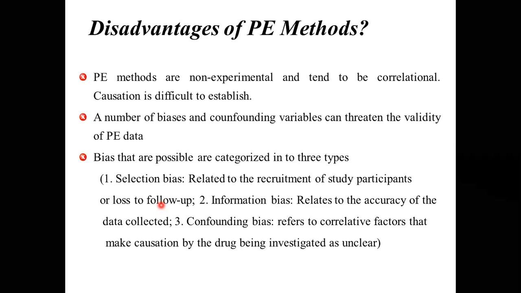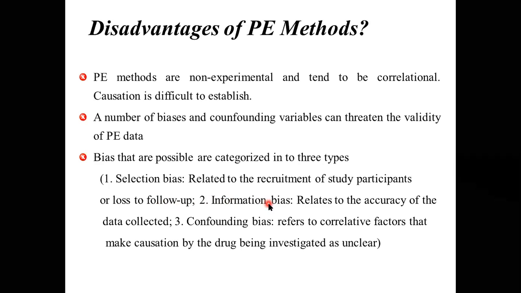You might have enrolled the patient and started studying the drug effect through follow-up. After the second follow-up, the third follow-up, the patient may not turn up. So you lose the data of that patient, but you will write the data based on the earlier two follow-ups. So manipulation of the data is possible, which leads to selection bias.